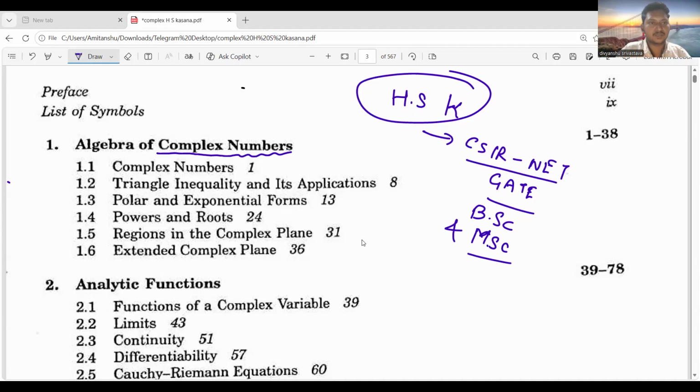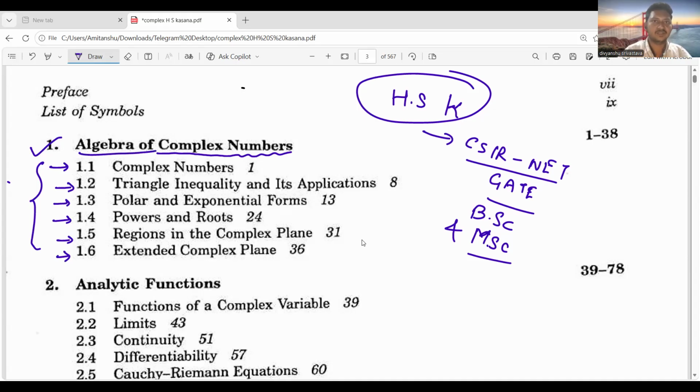So here I'm going to teach you some topics. Today I will tell you some concepts related to complex numbers. First, in algebra of complex numbers, there are 6 sections. In the first section, what is a complex number? In the second, triangular inequality and its application. Third section, polar and exponential form. Fourth section, powers and roots. Fifth section, regions in the complex plane. The next one is the extended complex plane.